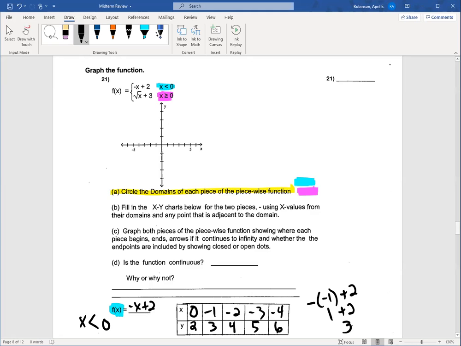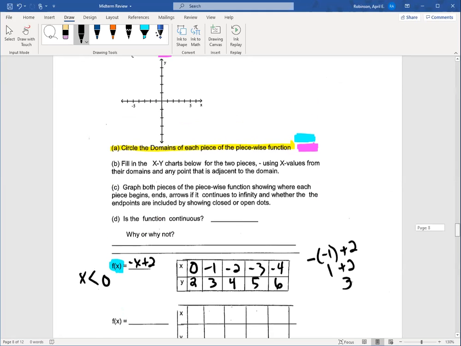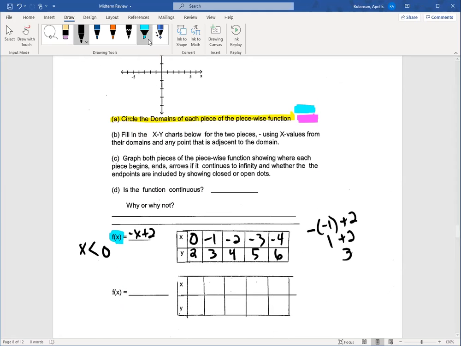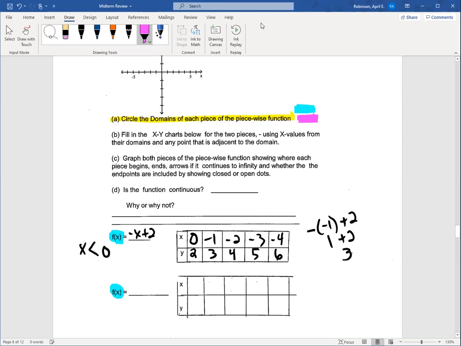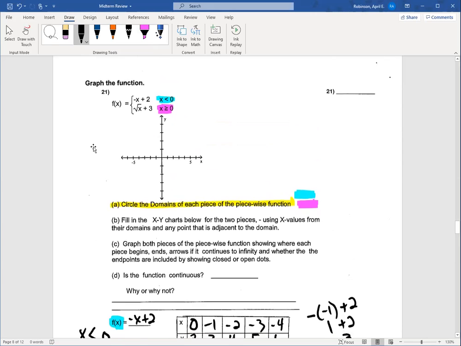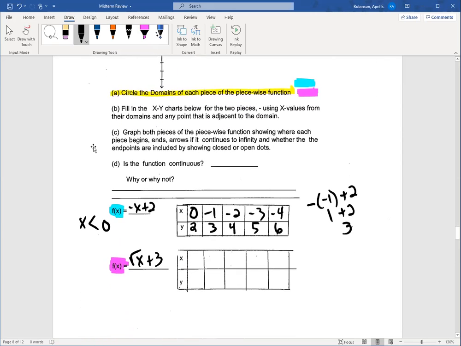And then the other one, which will be the lovely pink one, it's this one here. It's like a 5-second delay. This one is the square root of x plus 3. And for this one, I have to pick, what was it? X is greater than or equal to 0.